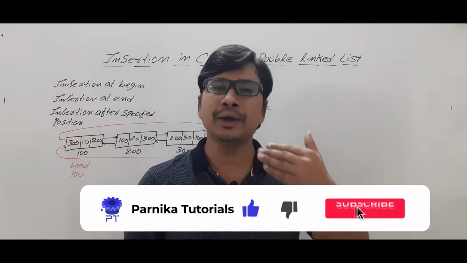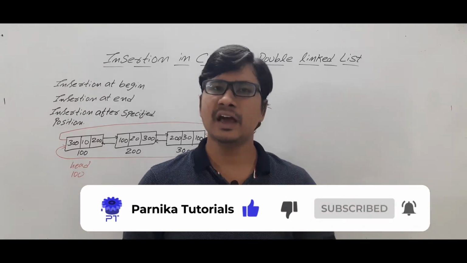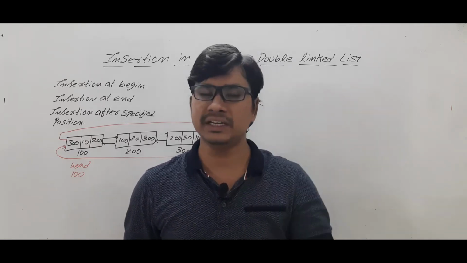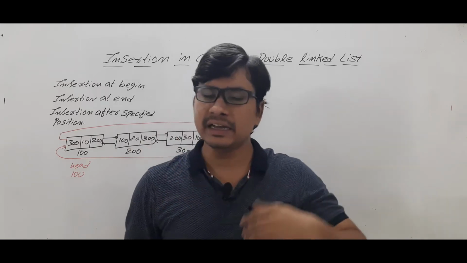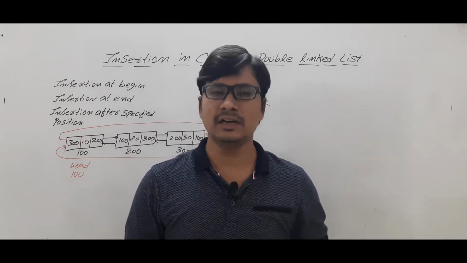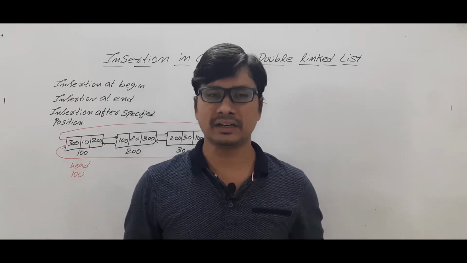In this video, I want to discuss how to insert nodes in a circular double linked list. I will discuss three scenarios: inserting a node at the beginning, inserting a node at the end, and inserting a node after a specified position in the circular double linked list. So I request everyone to watch the complete video for better understanding.